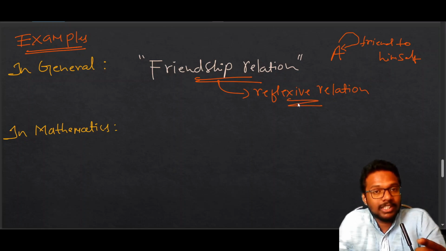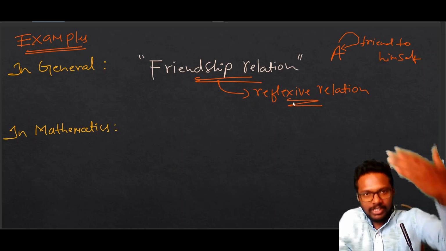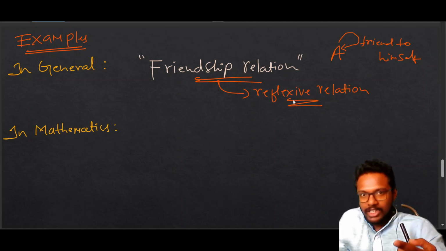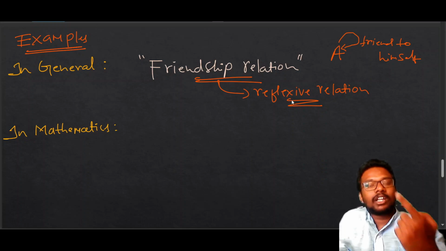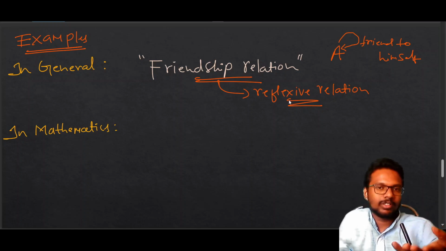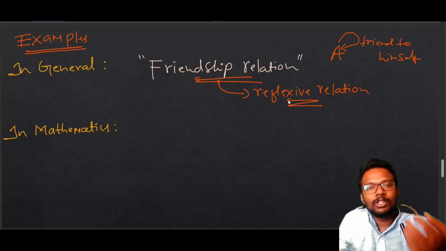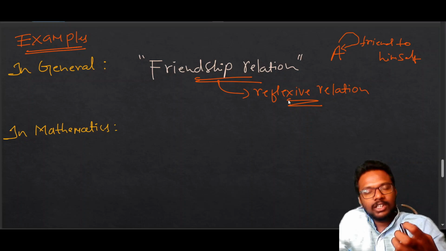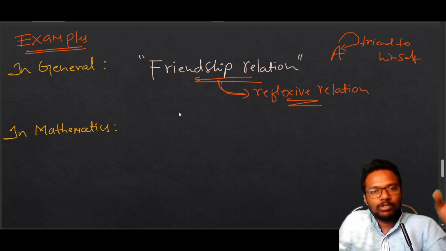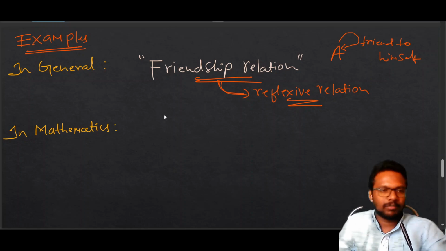This friendship relation is reflecting to yourself. If you consider a mirror, and your reflection is present in the mirror, then you and the reflection can create a friendship relation, because the reflection is nothing but you only. So a person can be a friend to himself, and then that friendship relation becomes a reflexive relation. We can call this friendship a reflexive relation here. In a general way, we have understood that the friendship relation is reflexive because everyone can be a friend to himself or themselves.